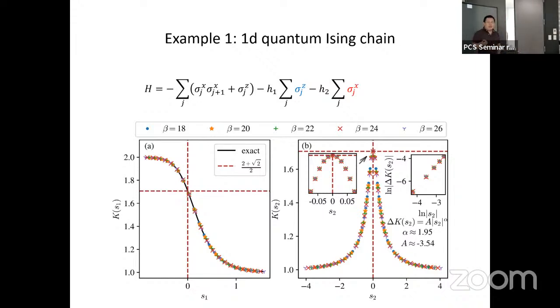So in practice, if you don't know the conformal dimension of this perturbation, what you have to do is to tune this power to get data collapse. And this allows you to extract the conformal dimension of your perturbation.